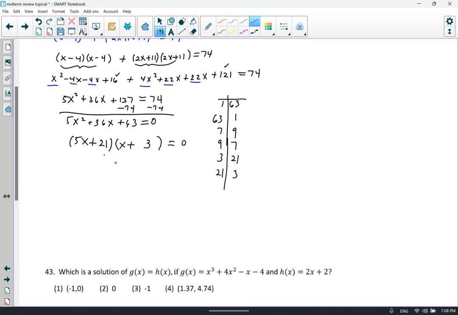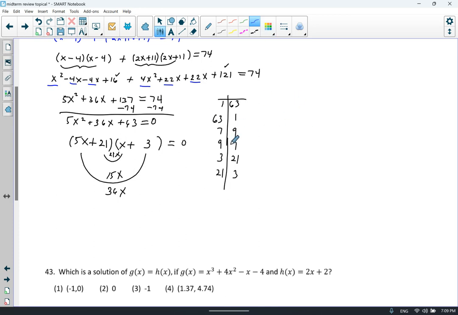And just to test that out, I can multiply my inner two terms to get 21x. My outer two terms are 15x. And when I add them, I get 36x. So I factored it.